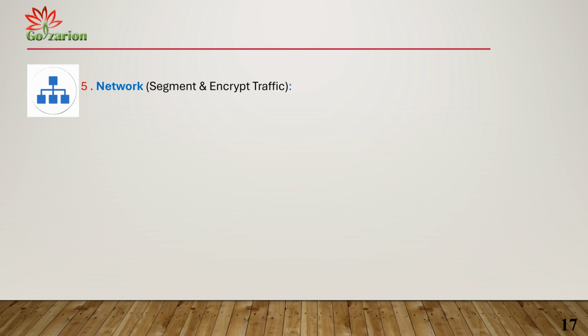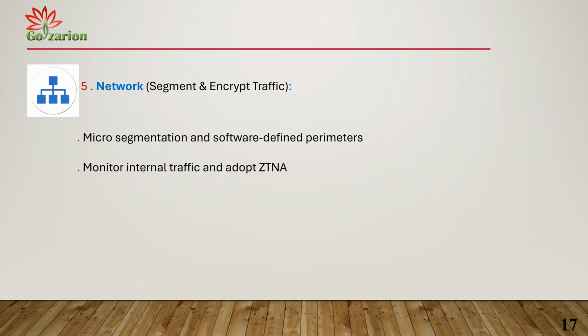The fifth pillar is network security. In a Zero Trust world, the network itself can't be trusted by default. Segment your network with macro-segmentation and software-defined perimeter to block lateral movement. Monitor internal traffic and implement Zero Trust network access for tighter control.